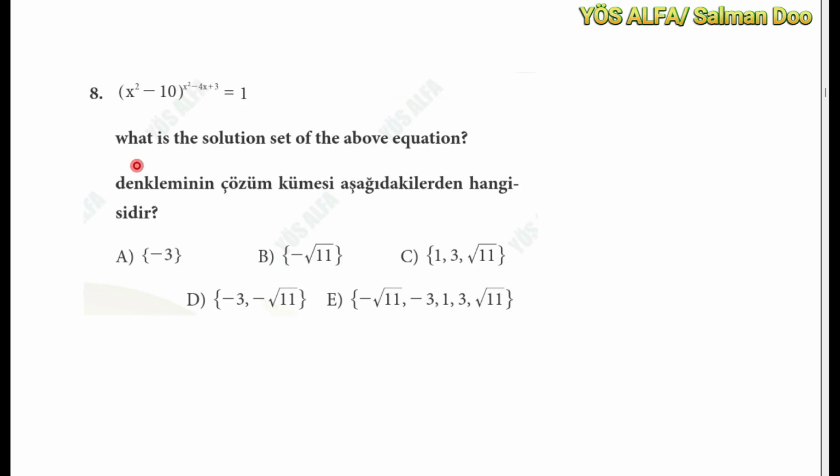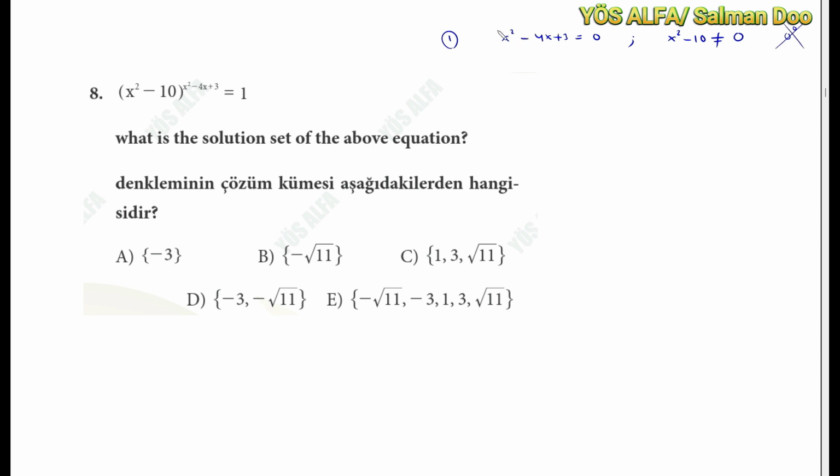Number 8. What is the solution set of this equation? To find the solution set, we have 3 cases here. The first case is when the power is equal to 0. x squared minus 4x plus 3 is equal to 0. When the power is 0, then we're going to have 1, whatever the base here is, except for 0. The condition here is x squared minus 10 must not be 0. Because if we have 0, then we're going to have 0 to the 0, which is undefined.